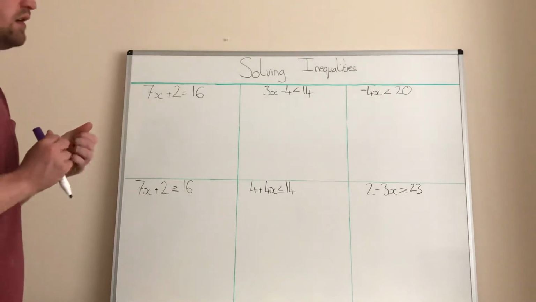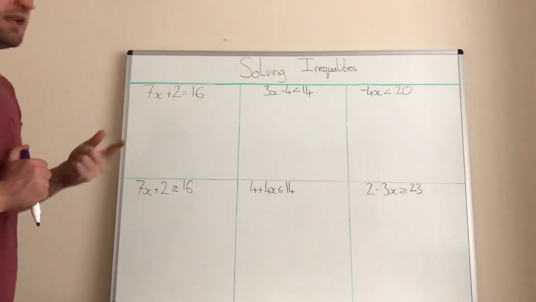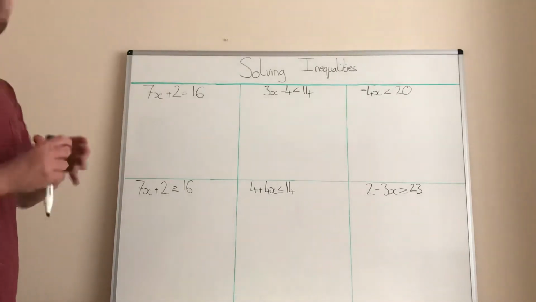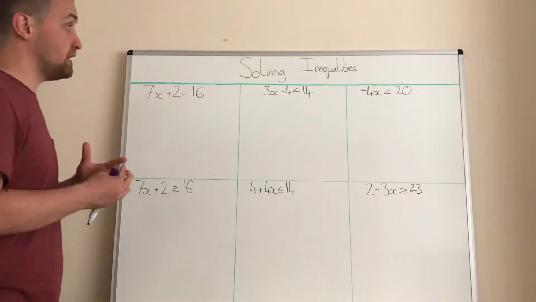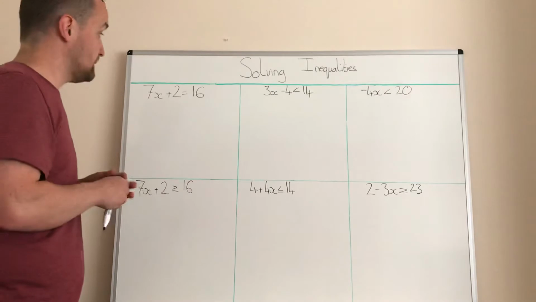So far we've done creating an inequality and putting an inequality on a number line. This is the final lesson and we're going to look at solving inequalities. If you are still struggling on any of the other topics that we've done, feel free to have a look back at the videos, but today I'm going to move on a little bit, alright?